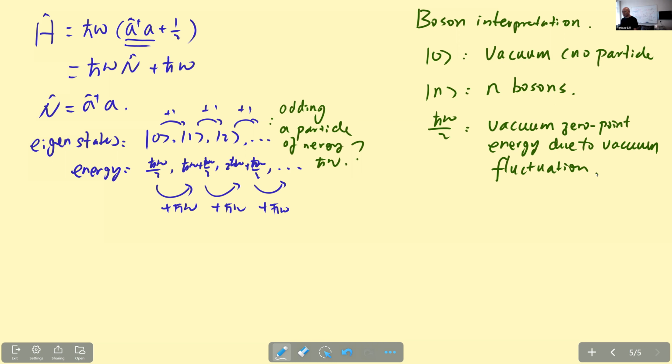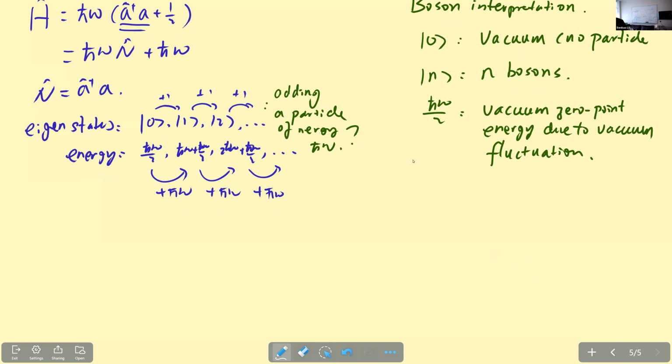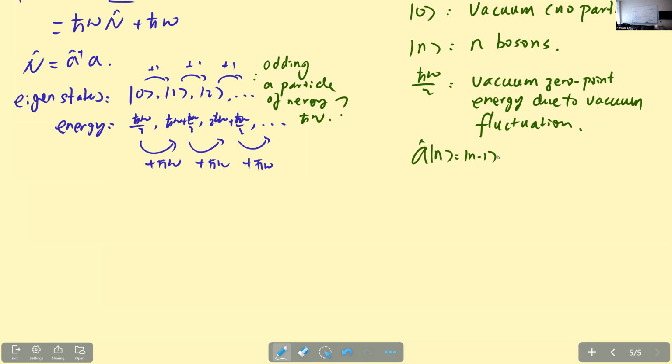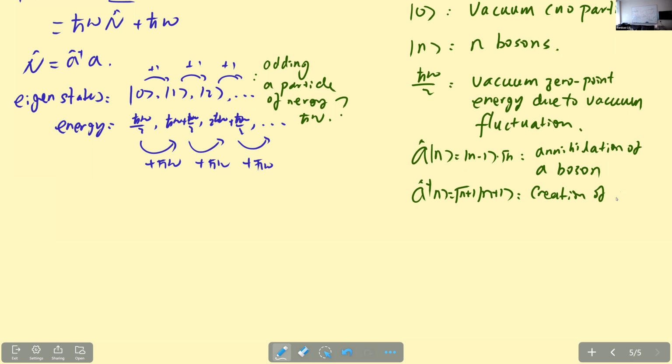You can continue this. So A acting on n gives root n times n minus 1. This one is the annihilation of a boson. A dagger acting on n is its creation of a boson. And this n equals to A dagger A.